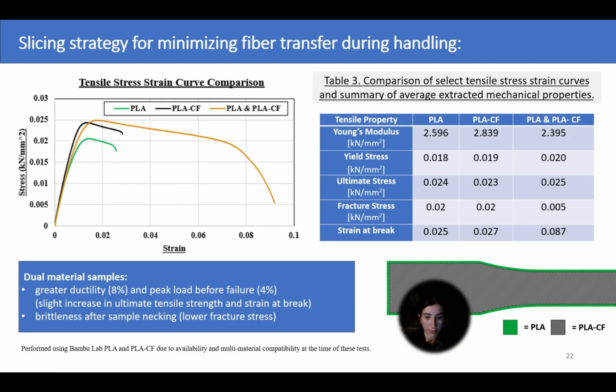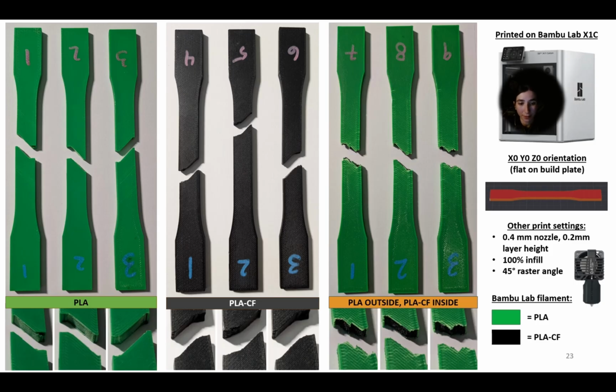Although there is a decrease in the fracture stress here, I have some pictures of the samples I used to collect the previous data. We have our tensile dog bones that follow the ASTM D638 standard for plastic tensile testing. Most notably, you can see in the two single material prints that they fractured along the raster angle. So these are all printed flat on my build plate with a standard 45 degree fill angle or raster angle. They cracked along that 45 degree for the most part.